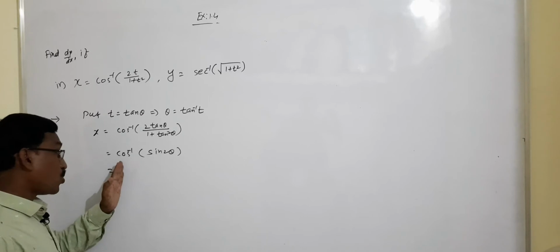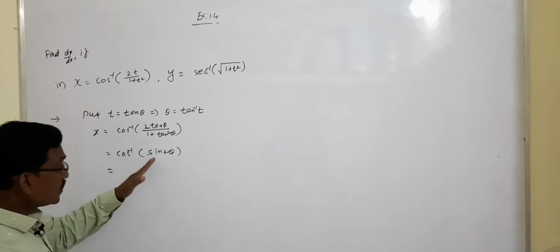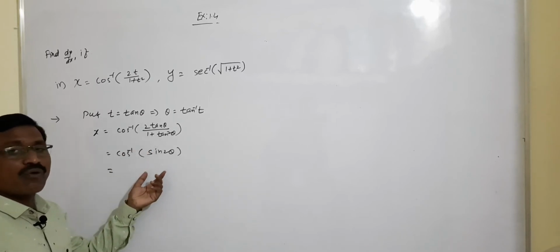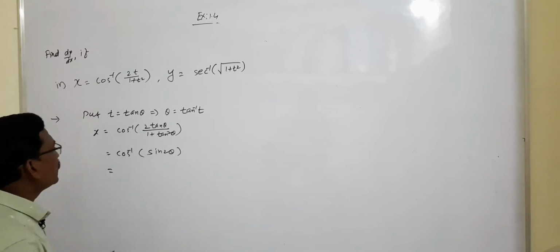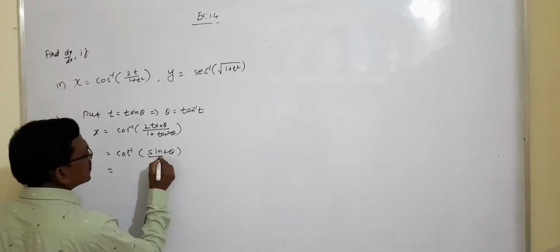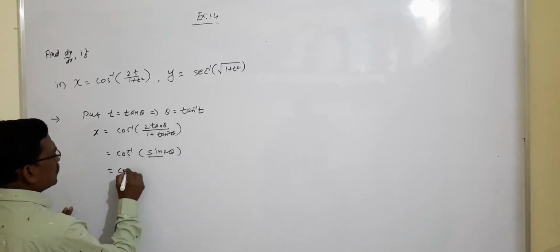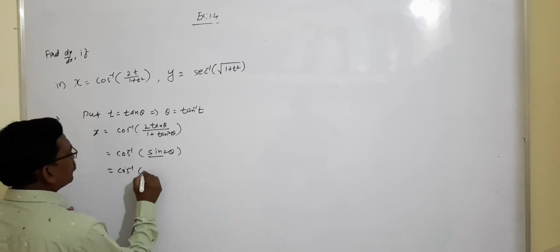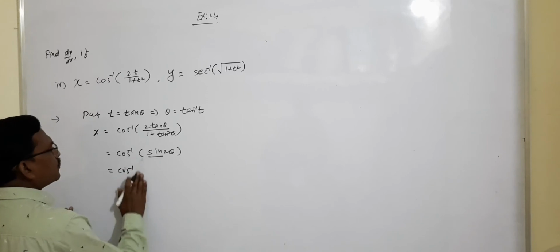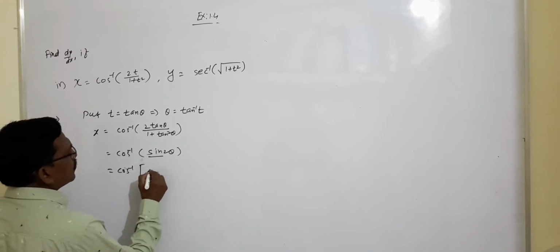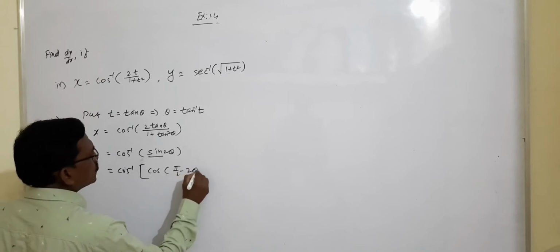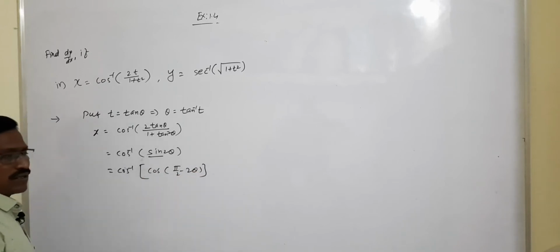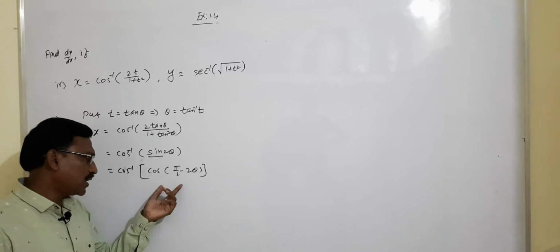But here it is cos inverse of a sine. Again we use properties here: cos inverse of cos theta is theta only. So we convert this sine into cos. Cos inverse of cos of pi by 2 minus 2 theta, by allied angle. Here we use allied angle.